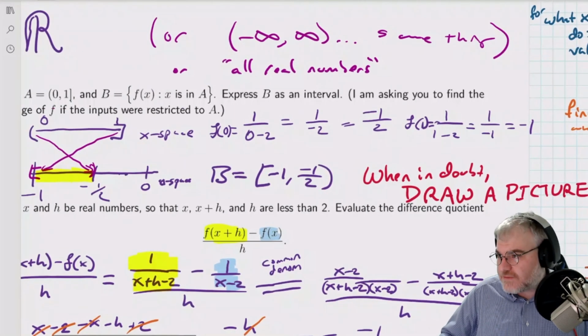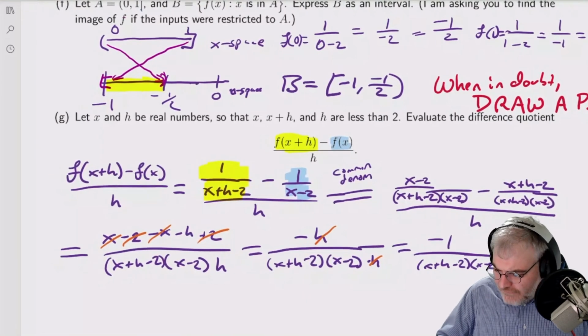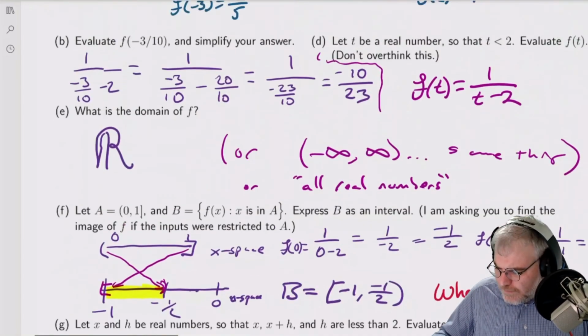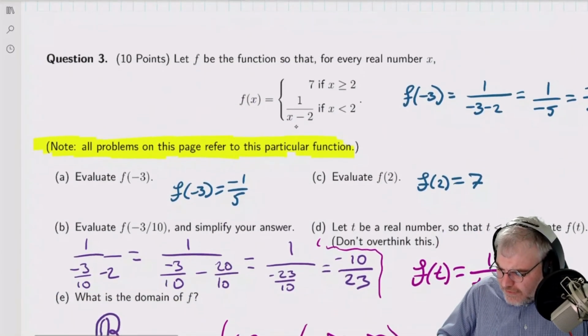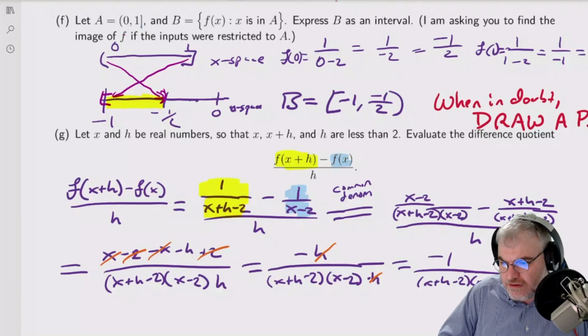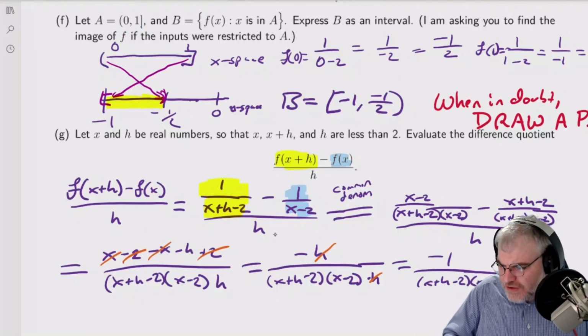All right, let's go over this last one. f of x plus h minus f of x over h. So if x is less than 2, I'm going to use this 2 business here, right? I'm going to pick this one here. So that means that f of x plus h is 1 over x plus h minus 2, and f of x is 1 over x minus 2, all over h. Okay. So 1 to 5, how do we feel about making this substitution here in G?